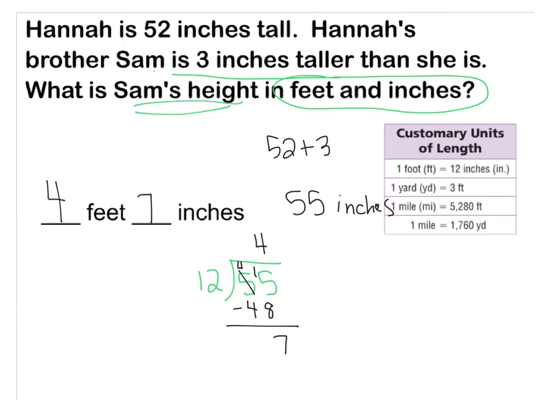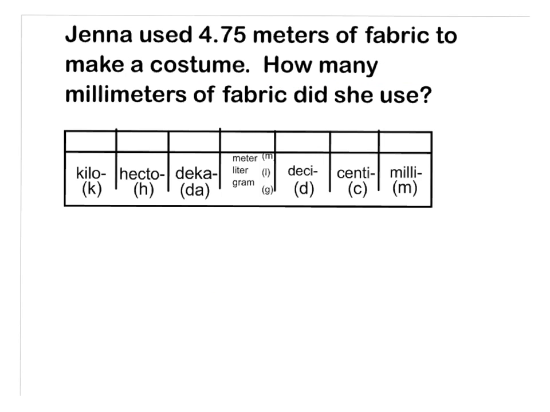Let's go to our last question. All right, boys and girls, I have provided this metric system chart for you to help you on this next question. It says, Jenna used 4 7/75 meters of fabric to make a costume. So we're looking at this basic unit right here of meters. How many millimeters of fabric did she use? Here's our millimeters right down here.